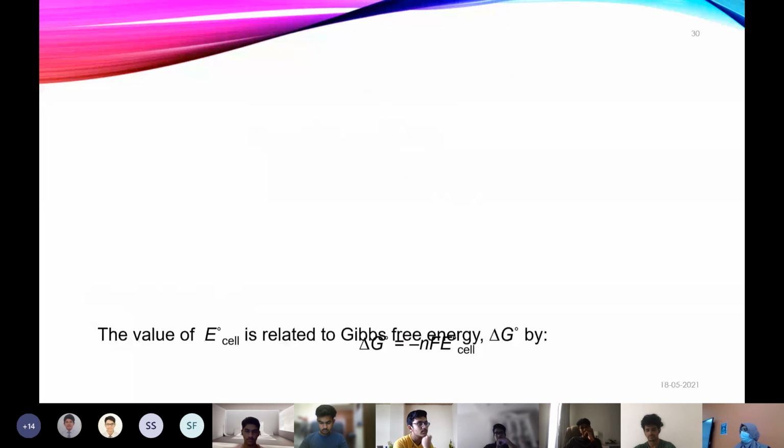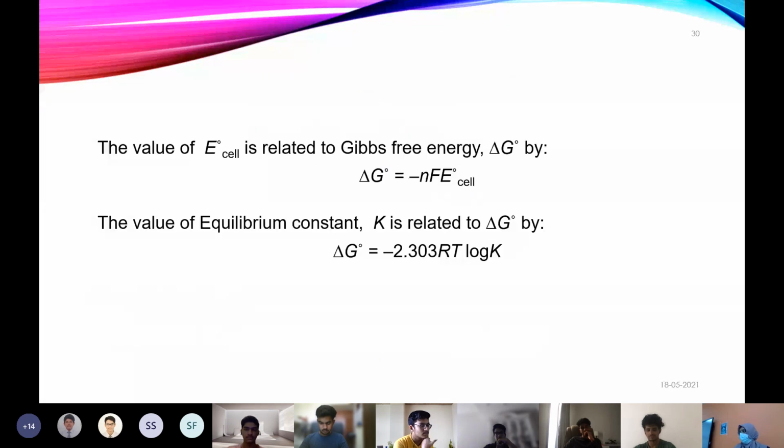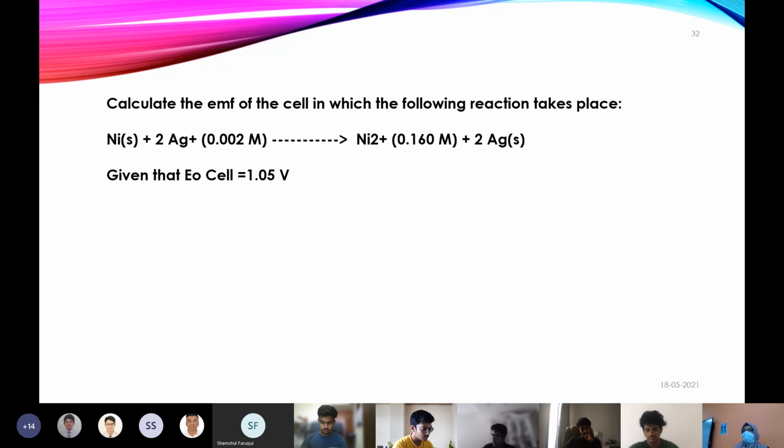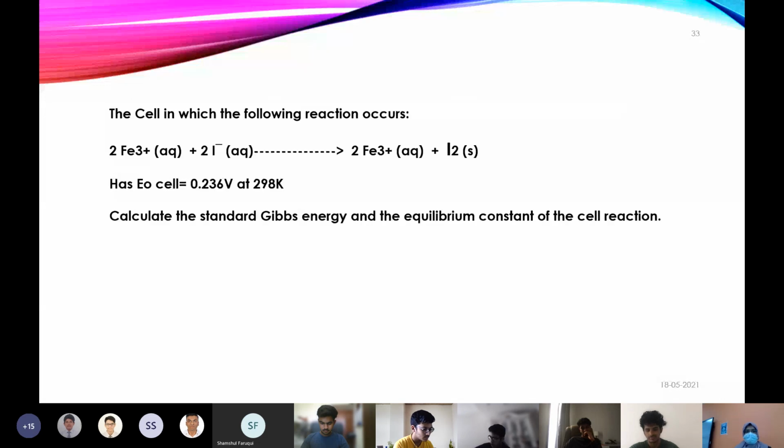Then we also discussed the relation between Gibbs free energy change under standard condition and the equilibrium constant, connecting E cell with standard condition with the Gibbs free energy and the equilibrium constant. So these are the other two equations along with the normal Nernst equation we discussed yesterday. And we also finished one numerical, right? This one we completed. I guess all of you got the answer, right? So we'll move to the next question. Try doing it by yourself.